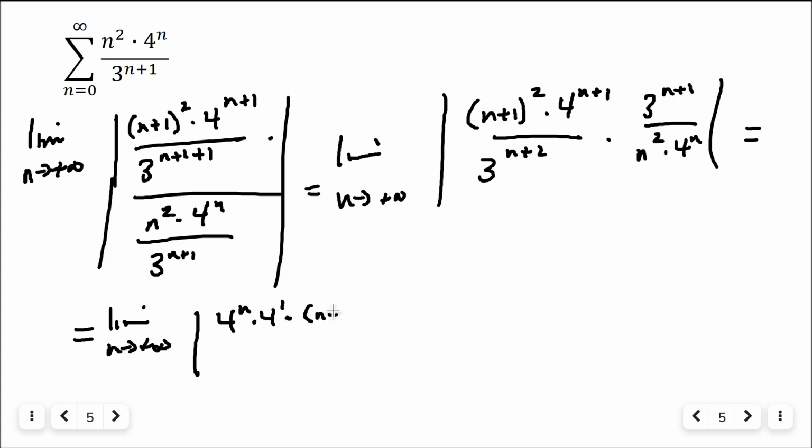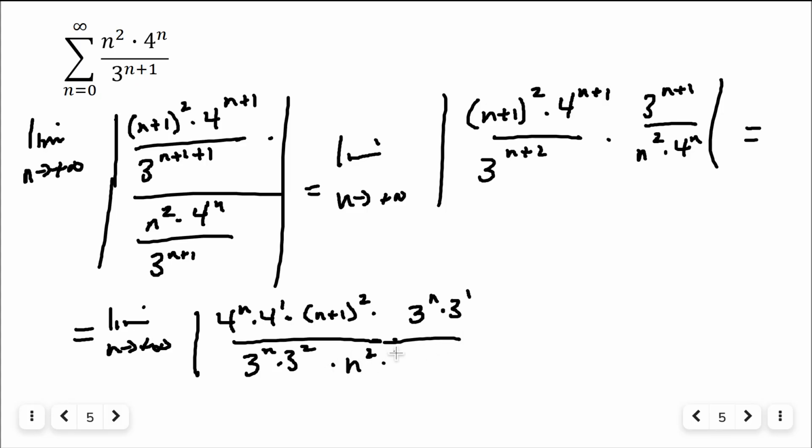This n plus 1 squared, I'm just going to leave it there. 3 to the n plus 1 over 3 to the n plus 2. So the denominator is like 3 to the n times 3 squared. This is 3 to the n times 3 to the 1. And then there's also an n squared in the denominator and 4 to the n in the denominator. It's easy to get lost here with all the stuff that you're writing down. The better you get at simplifying this, the faster you're able to do it, the better off you'll be, I think, rather than writing all these extra steps here.